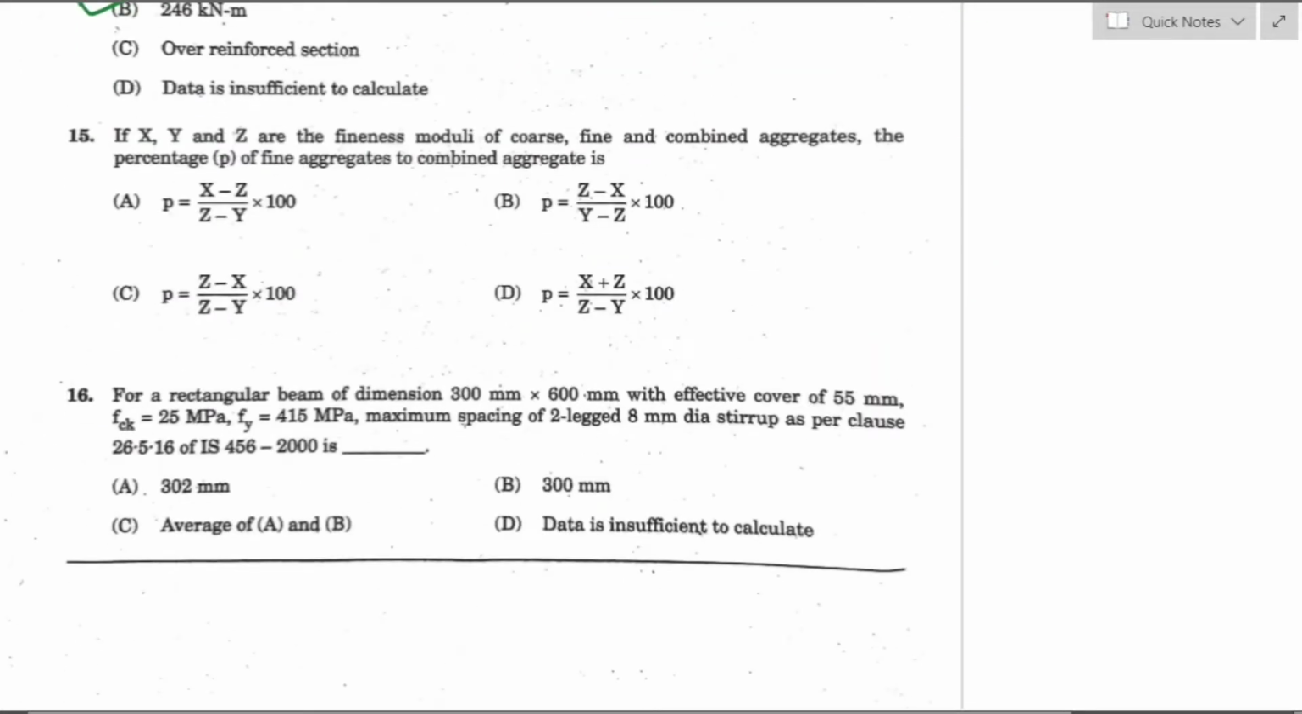Question number 15. If X, Y and Z are the fineness modulus of coarse, fine and combined aggregates, then the percentage of the fine aggregate to combined aggregate is calculated by the formula P is equal to X minus Z divided by Z minus Y into 100.